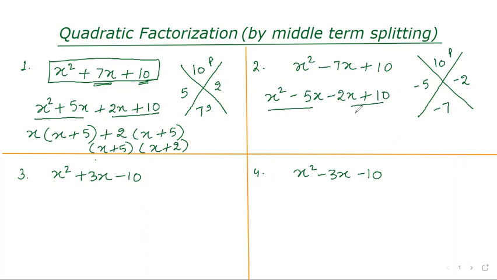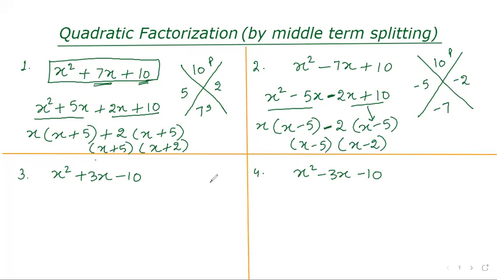Again, we'll make pairs and we'll take the common factor out, which is x here. So we are left with x minus 5 and then minus 2 here. And we are left with x minus 5 here too. When we are taking a negative number outside as common factor, the signs inside get changed. So this plus becomes minus here because we are taking out a negative number outside. So this x minus 5 is taken out and we are left with x minus 2 here. So the two factors here are x minus 5 and x minus 2.